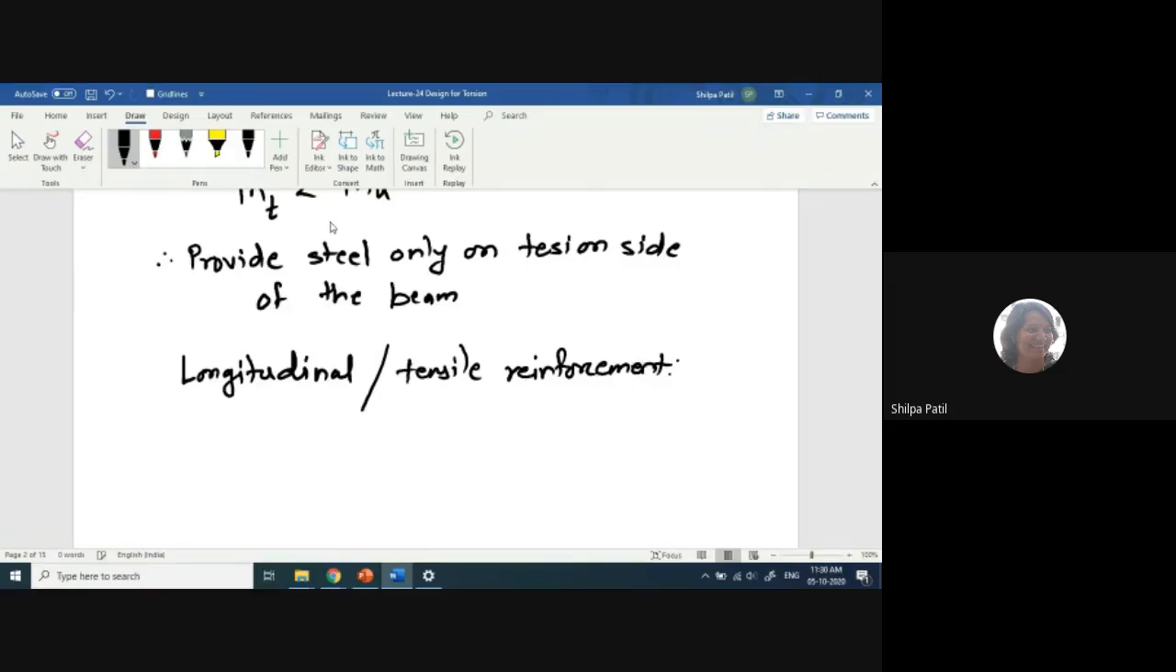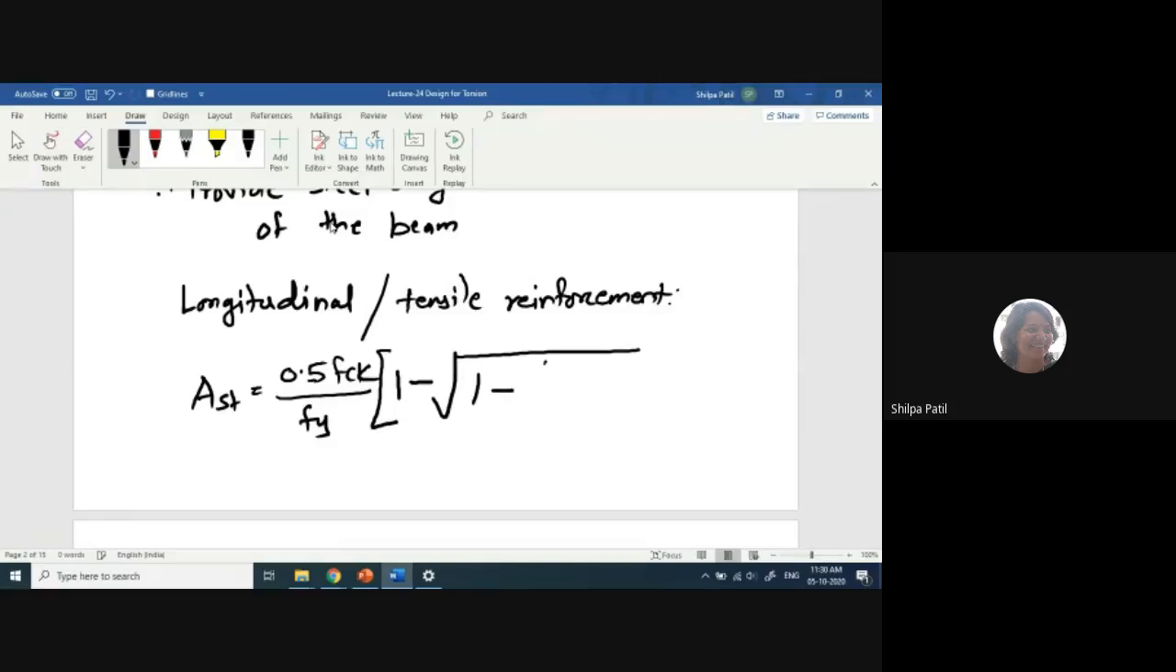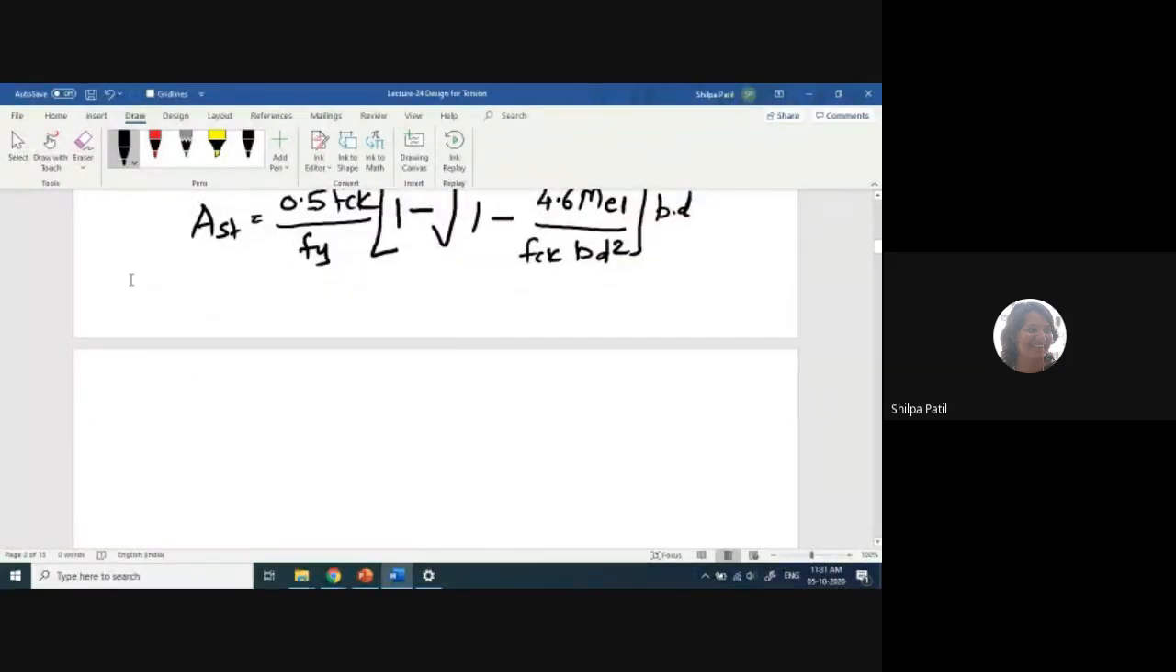Tensile reinforcement. The formula of AST is the same one which we have already used for design of rectangular beam. AST is equal to 0.5 FCK upon Fy into bracket 1 minus root 1 minus 4.6. Now here we have to consider the equivalent moment, which is ME1, divided by FCK BD square bracket complete into B into D.